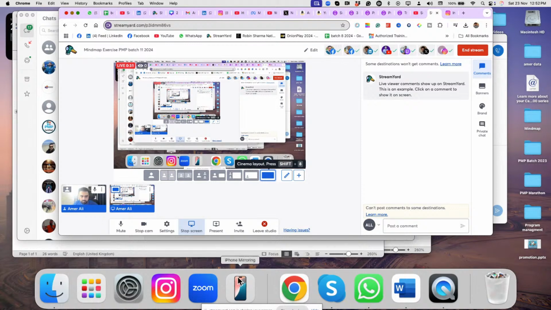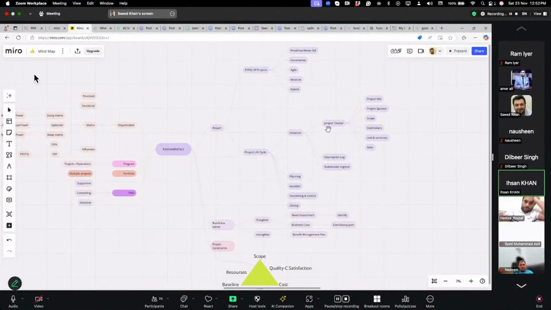Further in the initiation, we have a project charter, assumption log, and stakeholder register. In the project charter, we have project title, project sponsor, scope, stakeholders, cost, variance, and risk. Now coming to the types of project, we have five types: predictive, incremental, agile, iterative, and hybrid.